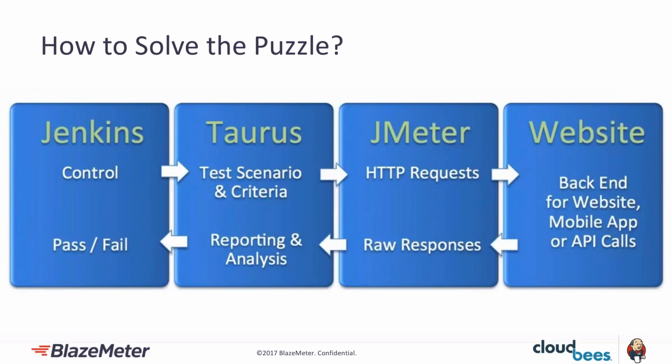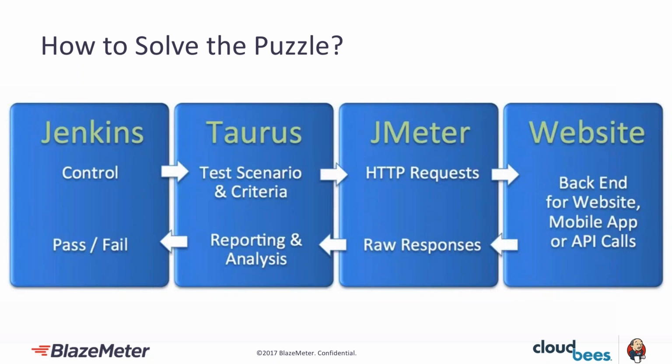So how to solve the puzzle? We're here in a webinar together with CloudBees, because Taurus is actually a test automation framework, and it works perfectly with Jenkins, with CI tools. As you can see in this diagram, within your Jenkins project, you can control, for example, pass-fail criteria and stuff like that, and you can initiate your Taurus scripts from a pipeline or from a shell executor build step, as it's a simple command line tool.